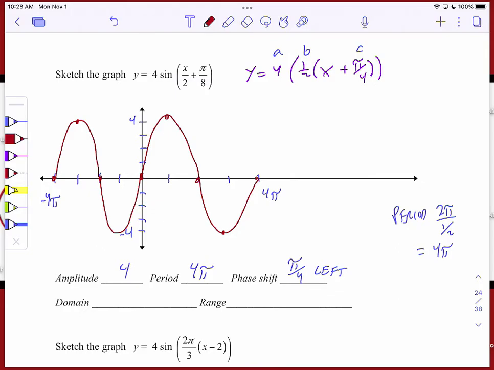Now you have to figure out, what direction am I moving and how far. So how many spaces is pi over 4, do you think?